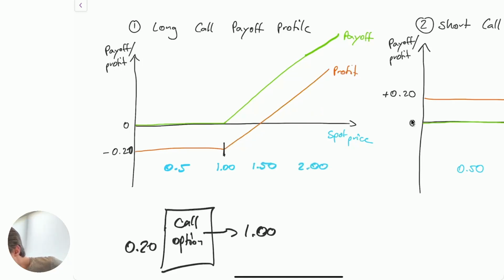If the price of an apple goes to $1.20, then you would exercise the option. You would say, yeah, I know the price of an apple is $1.20, but I have the right to buy it for $1. So you would buy it for $1 plus the initial cost, which gets you to $1.20, so your break-even point is here. That's your break-even.